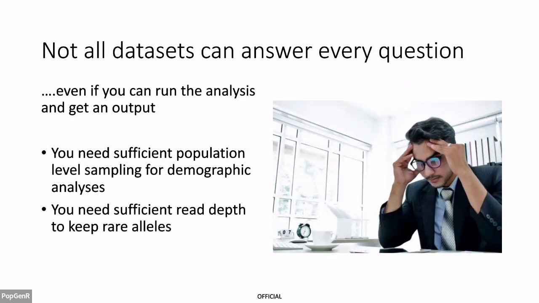And I just want to say before we do this last little bit that not all data sets can answer every question, so you need to be thinking about this, and I'll talk tomorrow about planning. Even if you can run the analysis and get an output, you need to make sure that your sampling and your sequencing answer the questions you want to answer. If you're looking at population structure, you don't necessarily need really high read depth, but if you want to answer really hardcore population genetic questions, you need higher read depth to be able to keep those rare alleles.